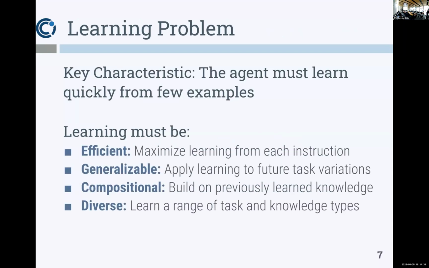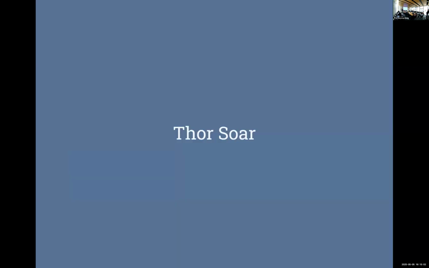And a key aspect of this learning problem, why it's challenging but also powerful, is that the agent must learn quickly from few examples, right? This means the learning must be very efficient. It must be able to generalize quickly. It must be able to compose knowledge together. And it has to be able to learn diverse types of knowledge. So that's background. You've probably heard me talk about this before.